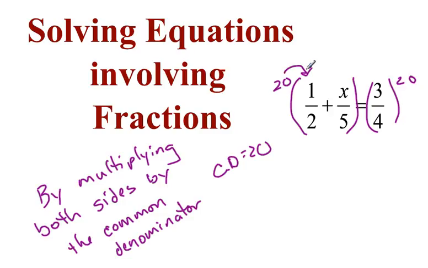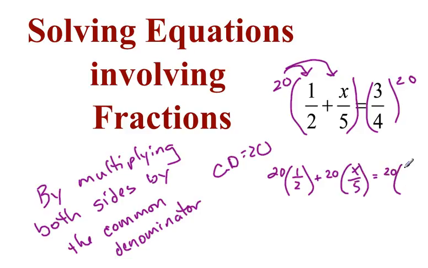When we distribute this 20 here, we're going to write it by each of those fractions. So 20 times 1 over 20 plus 20 times x over 5 equals 20 times 3 over 4. By doing this, we can do some canceling that will make our work nice and neat. So 2 goes into 20 10 times. So we cross out our 2 and 20 and we're left with a 10. 5 goes into 20 4 times. And 4 goes into 20 5 times.